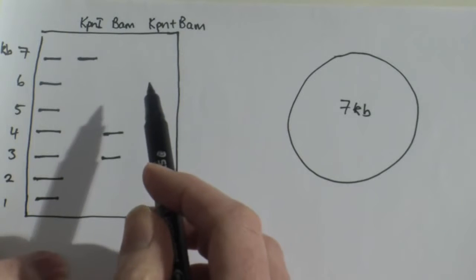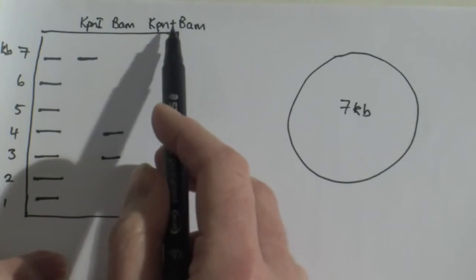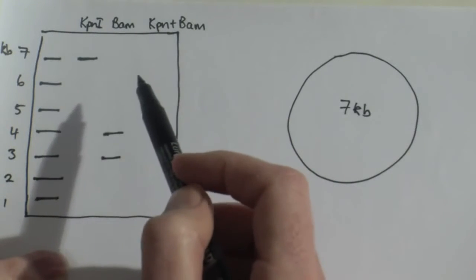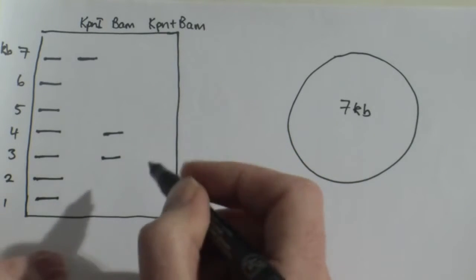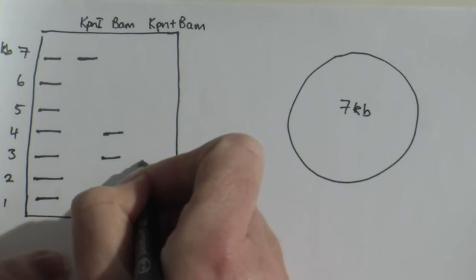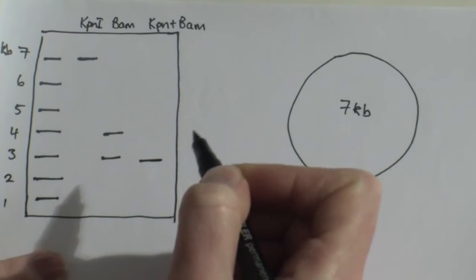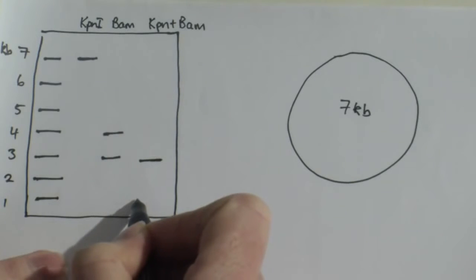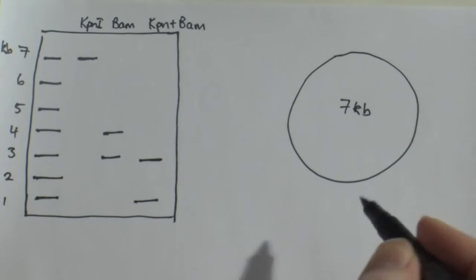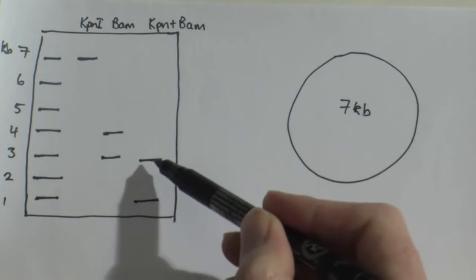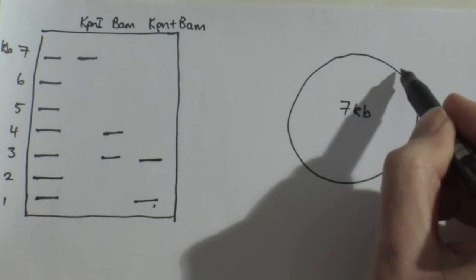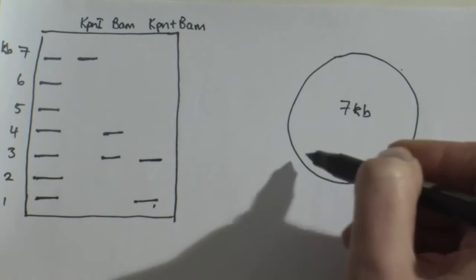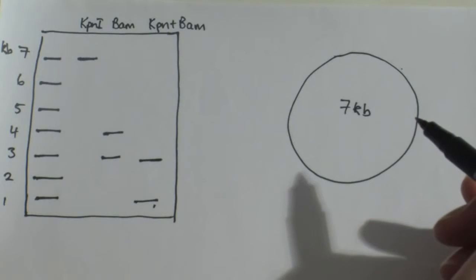Now, if I do a double digest, in this example, I used KpnI and BamHI together. A double digest of the plasmid gave me a different pattern of bands. And in this case, I have a band here at 3 kilobases and a band at 1 down here. So the complication is trying to figure out how I managed to get this banding pattern and where the restriction sites occur in relation to each other on this plasmid.